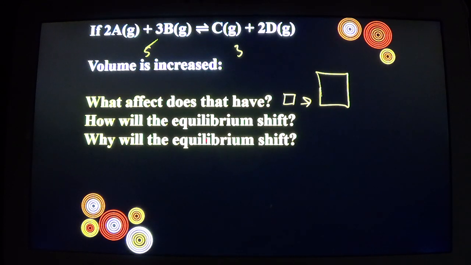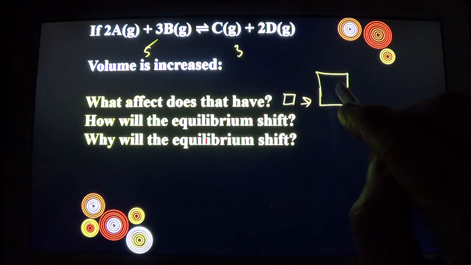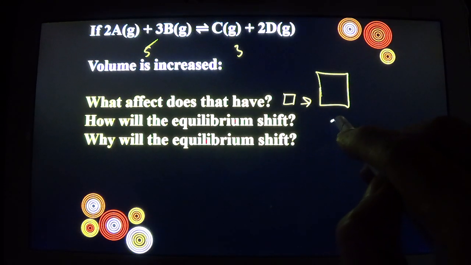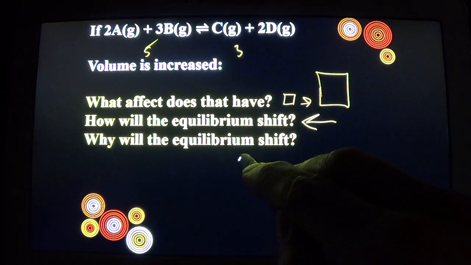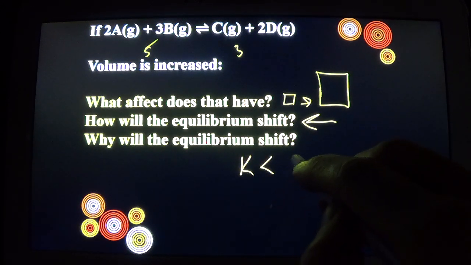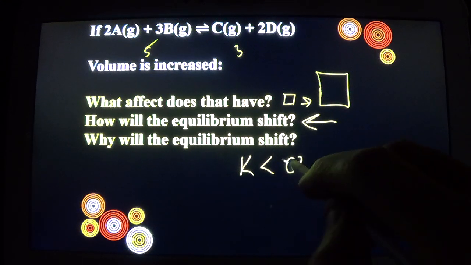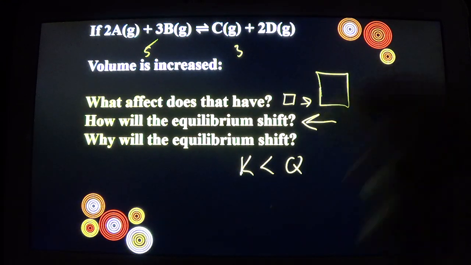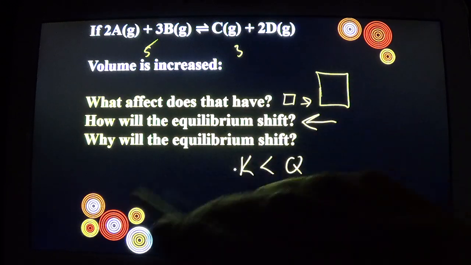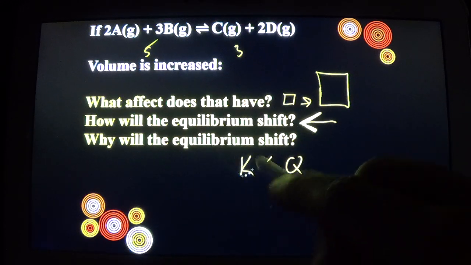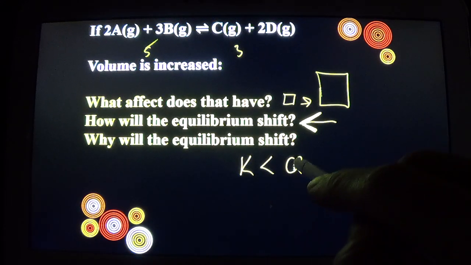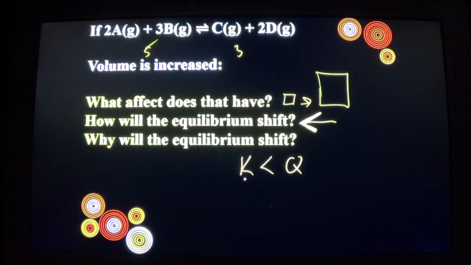Okay. So how will the equilibrium shift? Well, I need to fill a bigger box, so it's going to shift to the left. Why will it shift? Because Q was greater than K. How did I know Q was greater than K? Because of the doodle I did earlier, or I'm like, oh, my arrow goes this way. Check out that sign. My K, if I always write it on the left, and my Q, if I always write it on the right, has got to match.